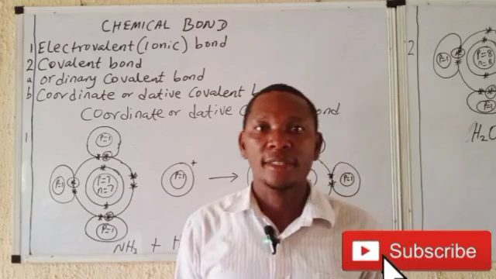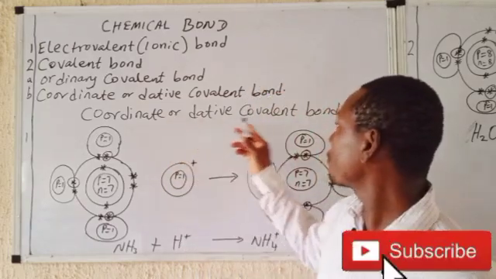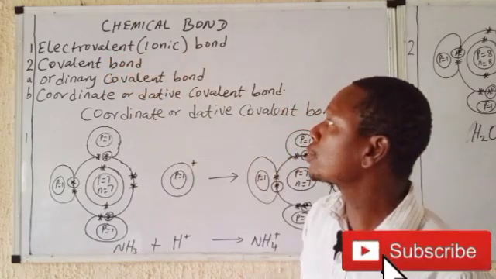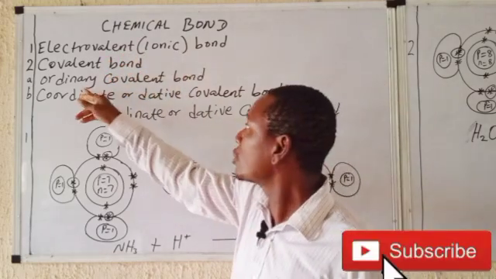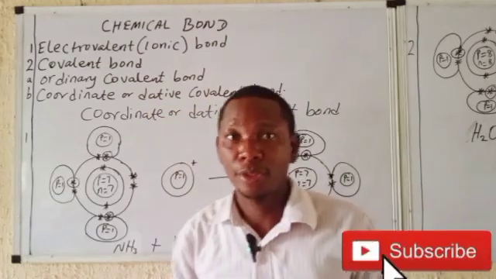Welcome to Science Access. In today's class, we're going to be talking about the coordinate or dative covalent bond. Remember, in my previous class, we talked about the electrovalent or ionic bond. We've talked about the ordinary covalent bond. So we'll be discussing the dative covalent bond.